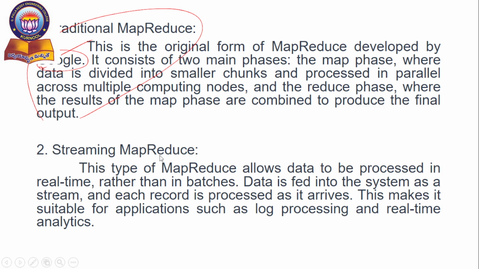Second one is streaming MapReduce. This type of MapReduce allows data to be processed in real time rather than in batches. So it simply avoids the batch processing of the data. Data is fed into the system as a stream, and each record is processed as it arrives. So as the data starts arriving, the phase starts executing on the arrived data.